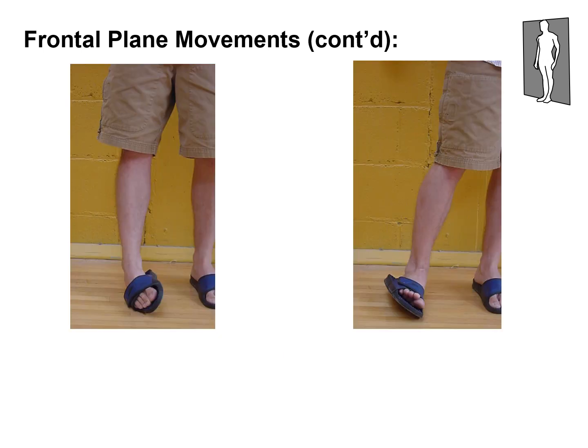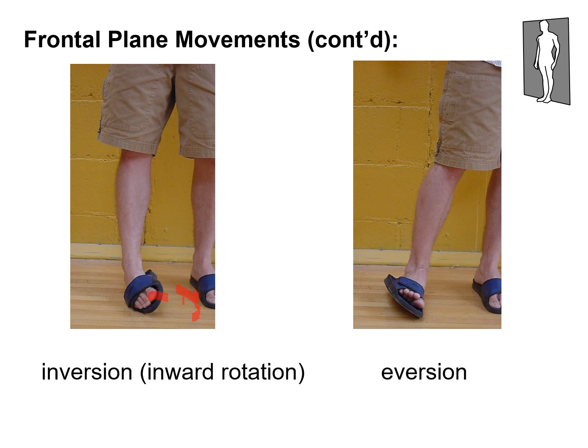And then for our feet and ankle, this person is pointing the plantar surface of his foot, the bottom of his foot, towards the other side of the foot. So we say this is inversion. He's doing inward rotation of his foot. And then the opposite of that is eversion. He's pointing the plantar surface of his foot away from his other one. So he's doing outward rotation of his foot, but we call it eversion.